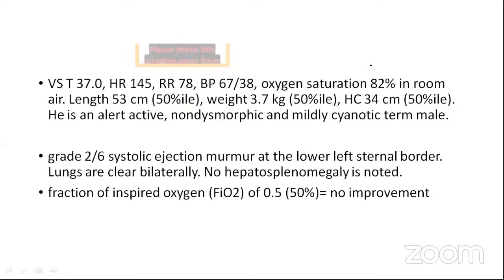So here we see the systemic examination is showing an ejection systolic murmur of grade 2/6 in the lower left sternal border. So this is somewhere near the tricuspid area. Nowadays the conventional terms of calling mitral, tricuspid, pulmonary, aortic area are actually not recommended. So you just say apex, lower left sternal border, upper left sternal border, and upper right sternal border.